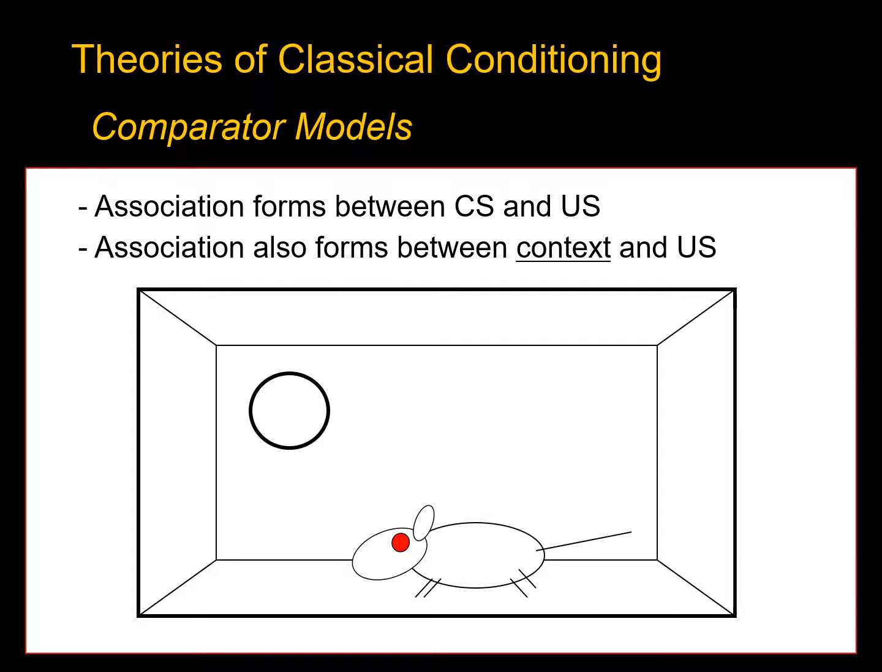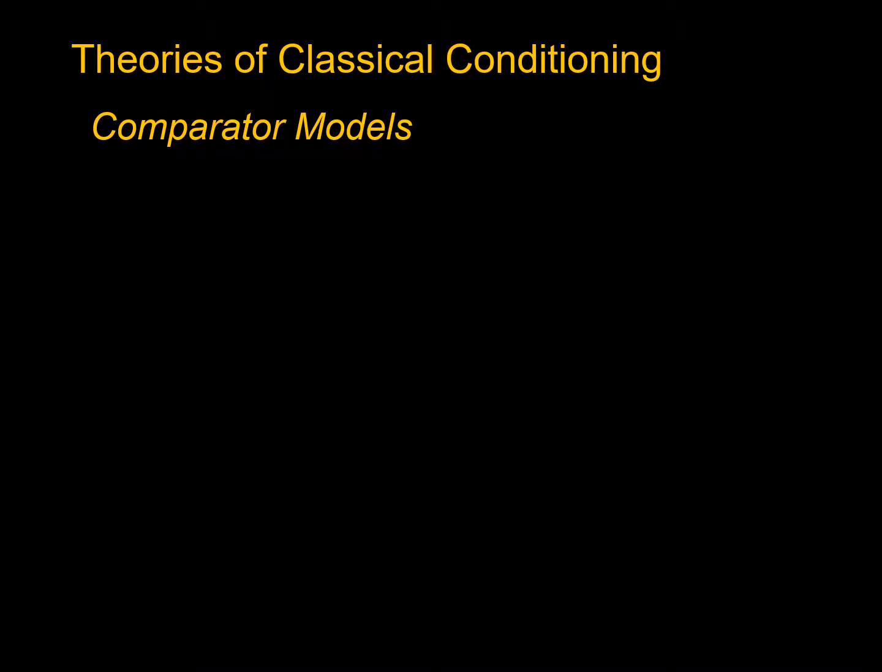However, there's also an association that's going to form between what Miller referred to as the context and the shock, which isn't that hard an idea to wrap your head around, I don't think. If I put you in this special little chamber where a light comes on and you get a shock, it would be pretty reasonable to assume you're going to learn to associate that light with the shock. But would it not also be pretty reasonable to assume you're going to learn to associate being put in that little room with a shock?